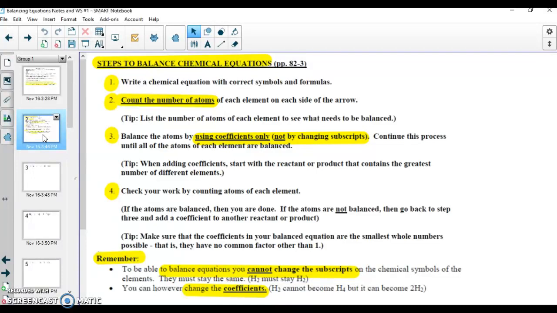So what to remember? Make sure that when you're balancing chemical equations, you cannot change the subscript. If it is H2, it's H2, but you can change or add coefficients. So if it's H2, you can't make it H4, but you could make it 2H2. So we're just going to jump in and start working some problems.